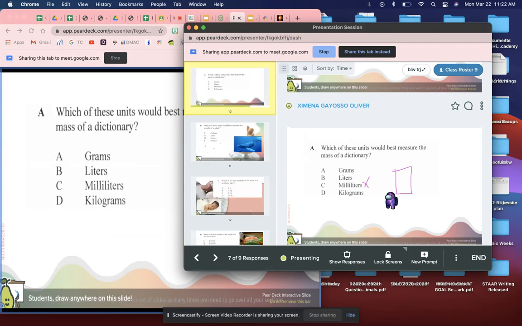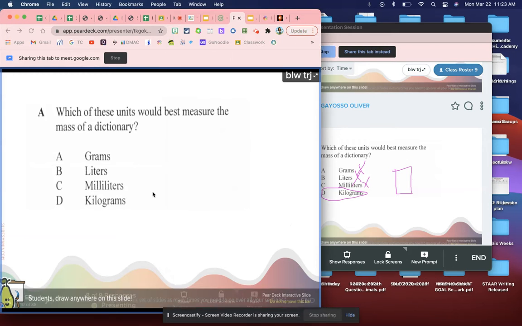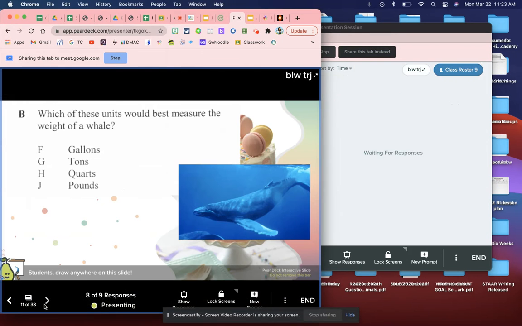Yes. How do we measure the dictionary? We use kilograms. El kilo, right? The kilograms. The grams are too little. Liters, we cannot use liters. Liters es un litro. Milliliters es un mililitro. We're talking about liquids. Here we're not talking about water or Coke or juice. We're talking about the mass of a dictionary. Let's go to the next one.